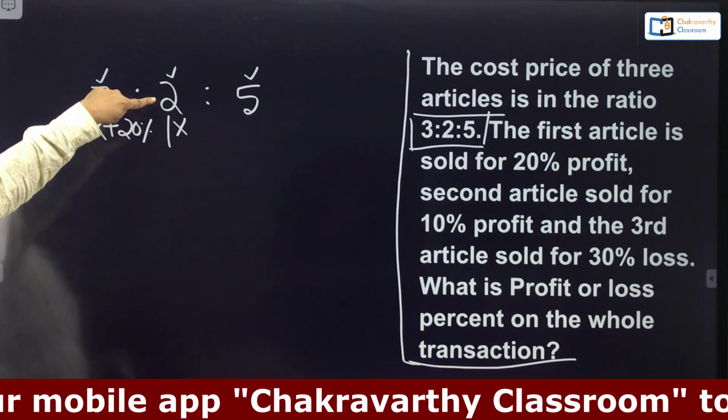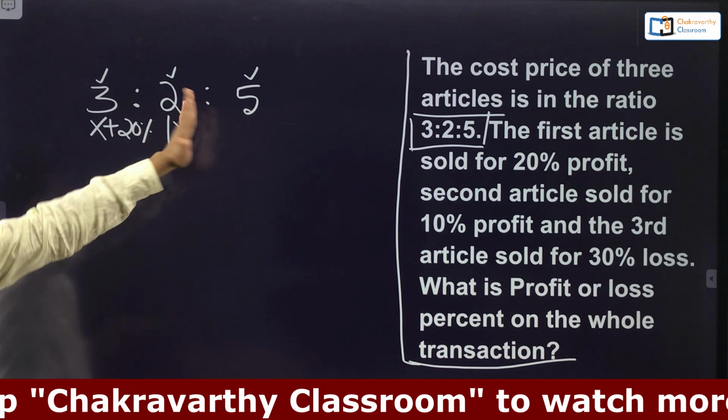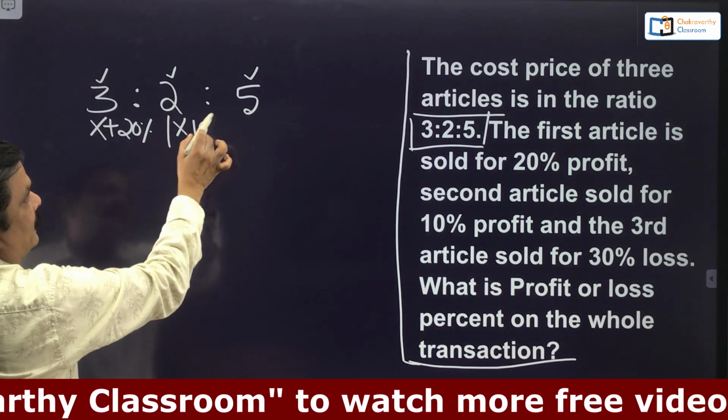Let us take the cost prices as 2 rupees, otherwise 2 rupees, 3 rupees, 5 rupees, that doesn't matter. Now here, this is into 10%.